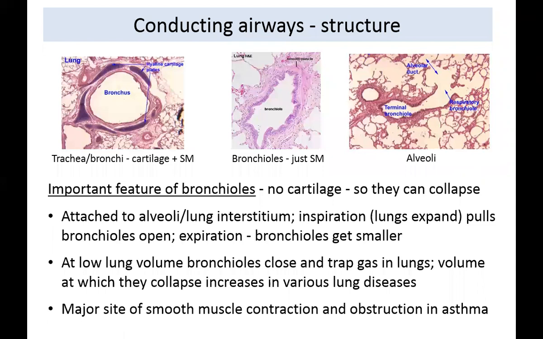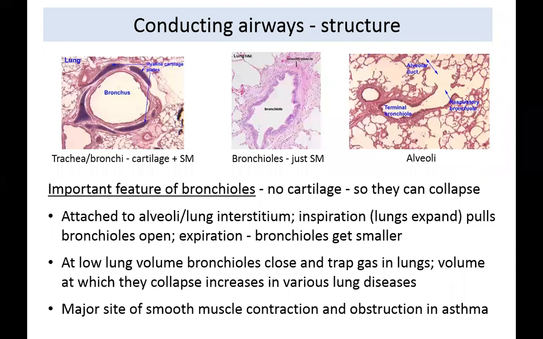Bronchioles, we're going to talk a lot about these. They've got some different important features. No cartilage, so they can collapse. The anatomy is structured so that the bronchioles are connected to the alveoli and the interstitium in such a way that when you breathe in, it opens up the bronchioles, and when you breathe out, it closes the bronchioles. So they get smaller during expiration. At low lung volumes, if you breathe out far enough, you can start collapsing bronchioles. They can close off completely.